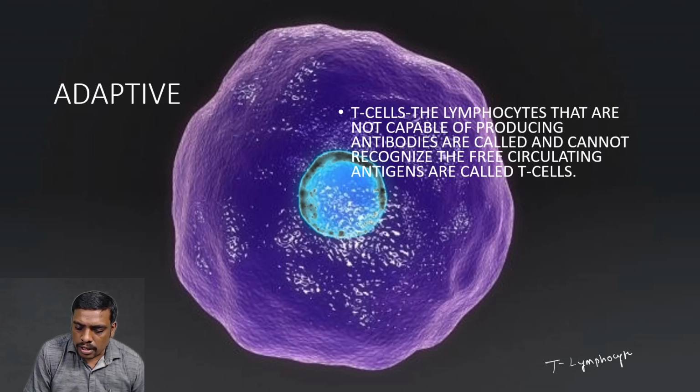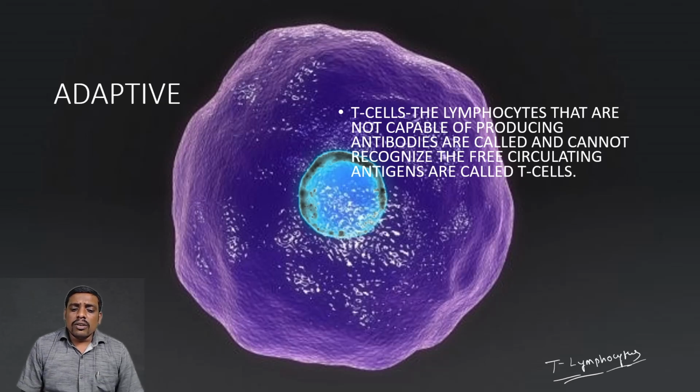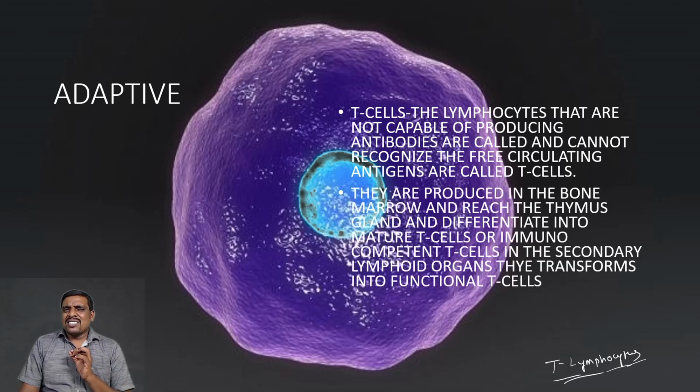T cells are nothing but T lymphocytes. The T lymphocytes that are not capable of finding or producing antibodies, which means they cannot recognize the free circulating antigens in our body, hence these are called T cells. So what are the reasons why they cannot find the free circulating antigen?